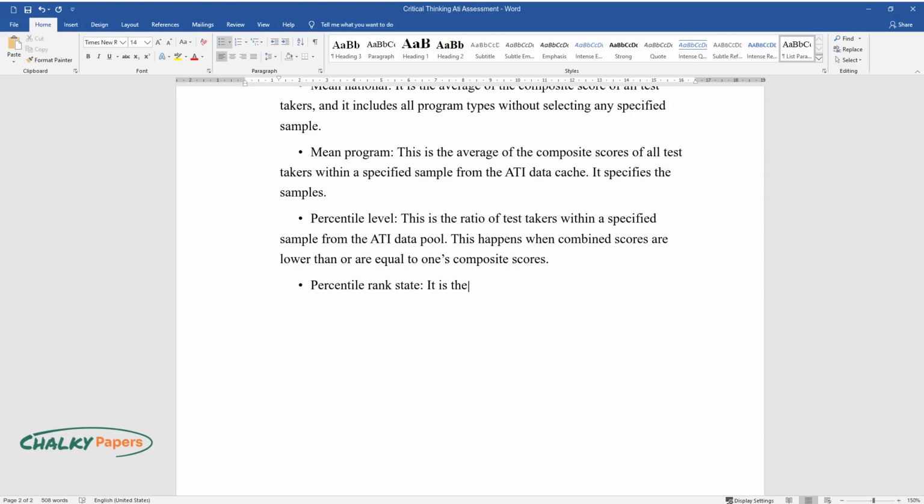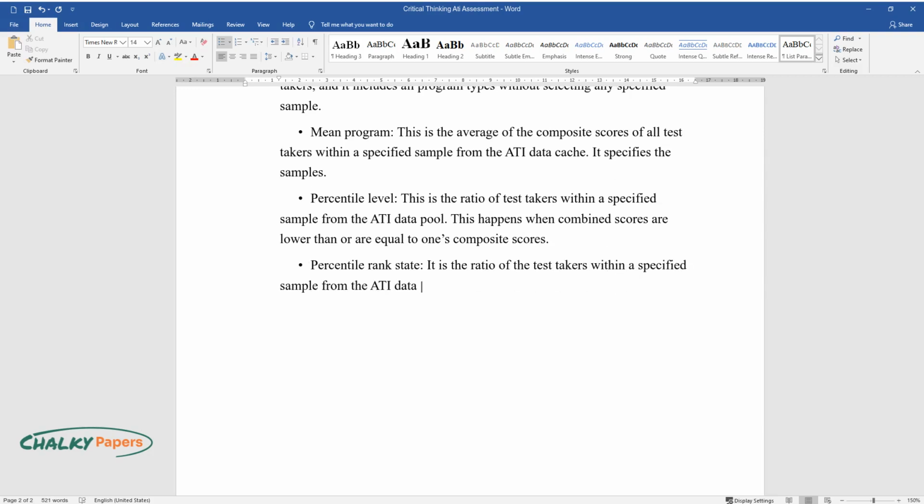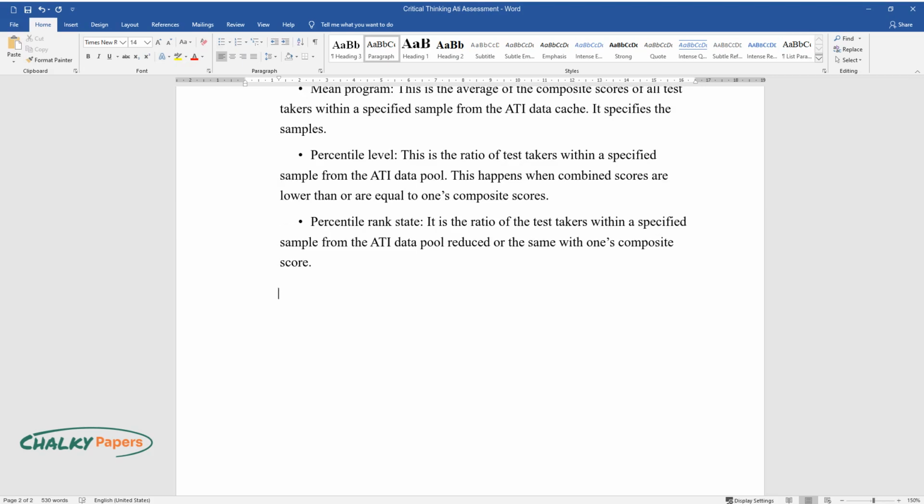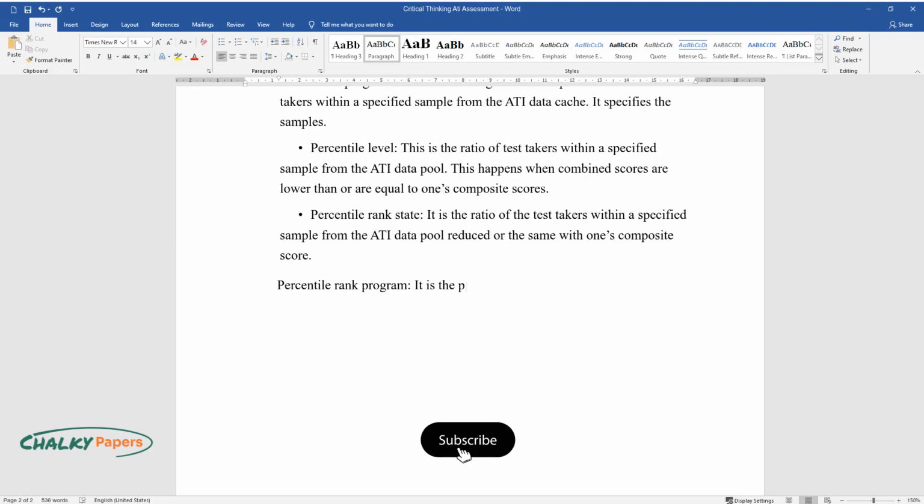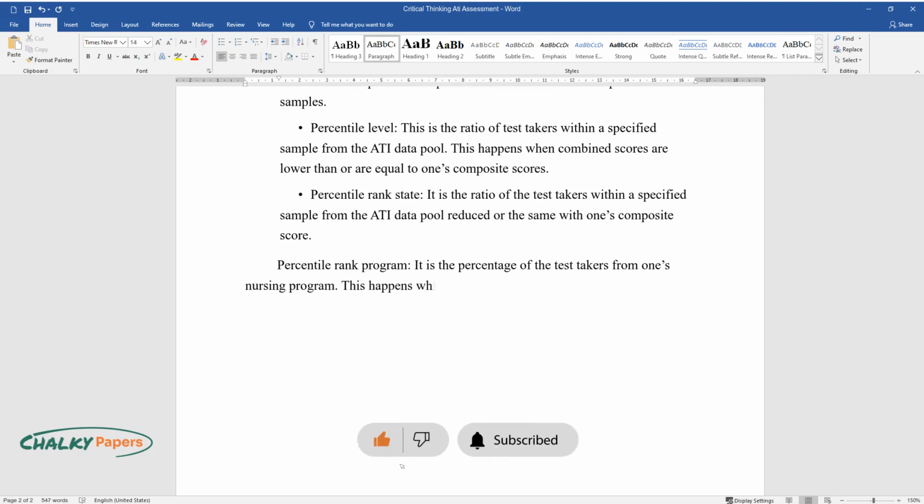Percentile rank state: it is the ratio of the test takers within a specified sample from the ATI data pool reduced or the same with one's composite score. Percentile rank program: it is the percentage of the test takers from one's nursing program. This happens when mixed scores are lower than one's composite scores.